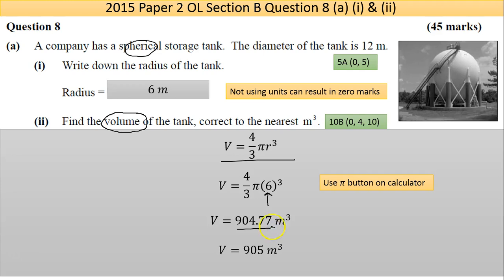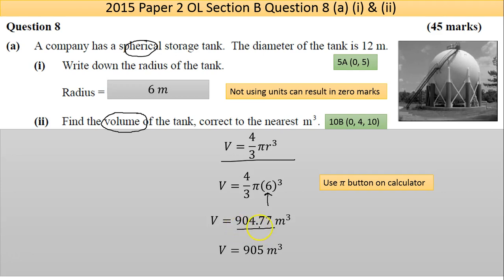And the question says corrected to the nearest meters cubed. So there's 10 marks going for this. If you missed out on the nearest meters cubed or the units, you're probably going to miss 1 mark. You won't get penalized for both. You get penalized for either. Now let's try not to be penalized for any of them.